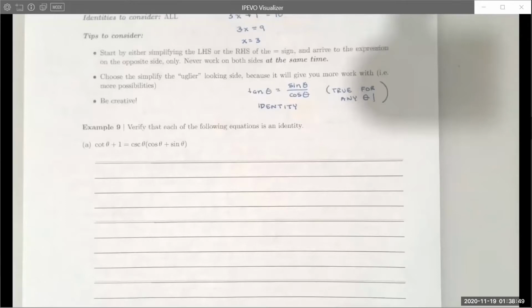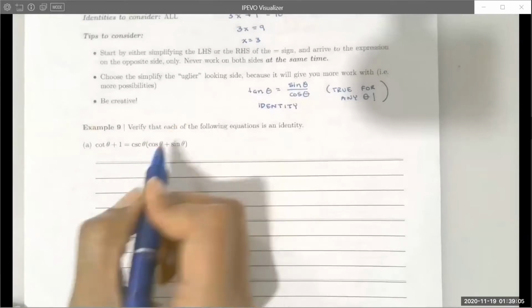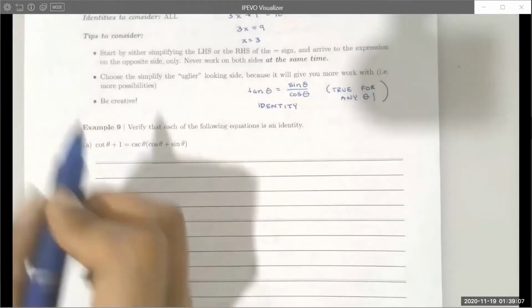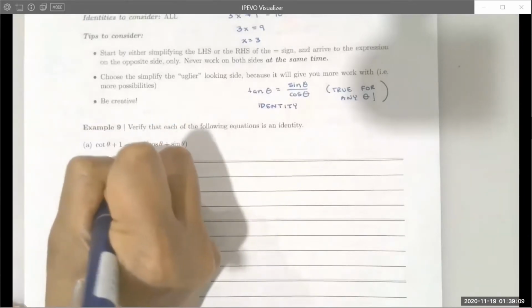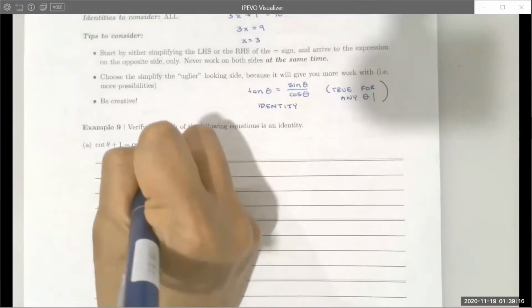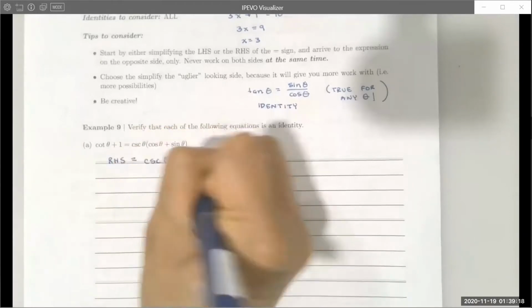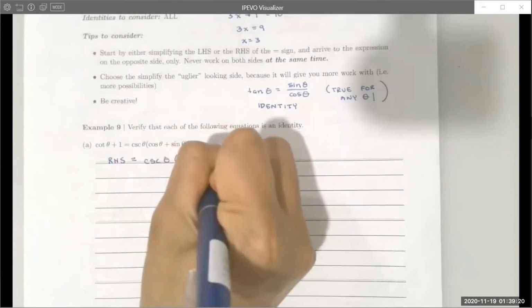All right, so let's apply those three tips to the following example. For part A, we have cotangent theta plus 1 equals cosecant theta times cosine theta plus sine theta. In this case, the side that I would choose to begin simplifying would be the right-hand side. And by the way, I like to write right-hand side as RHS. So the right-hand side is cosecant theta times cosine theta plus sine theta.